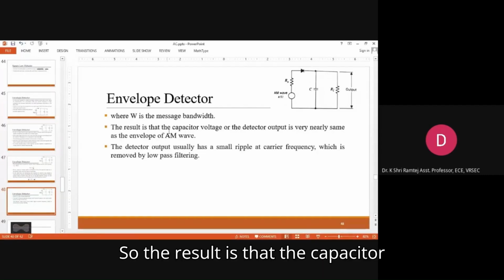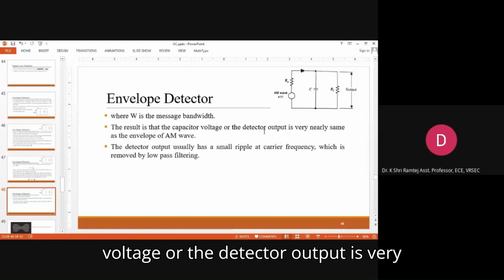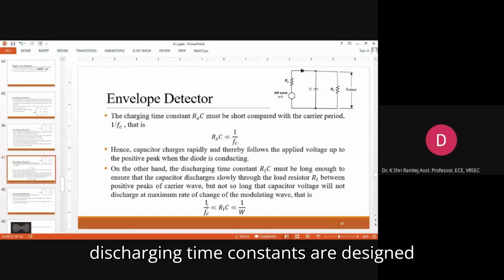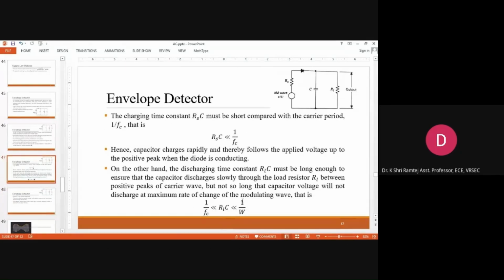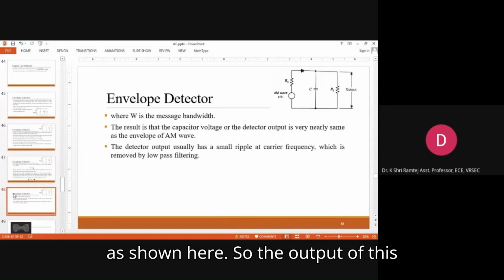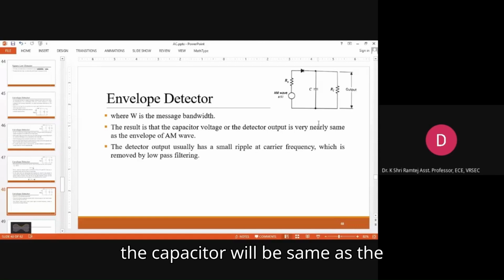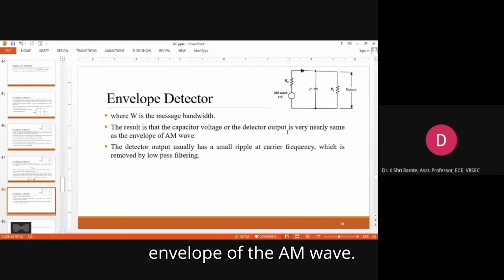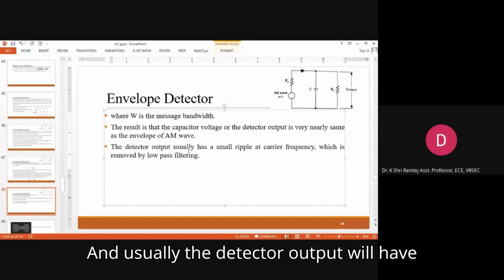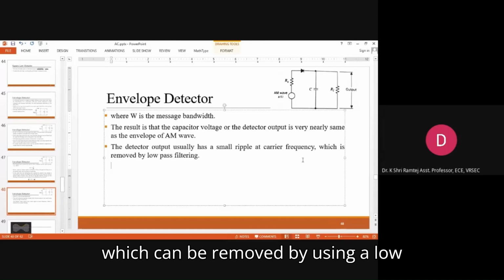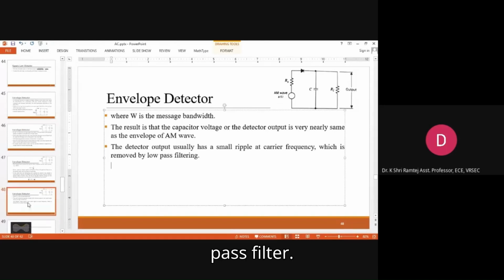So the result is that the capacitor voltage, or the detector output, is very nearly the same as the envelope of the AM wave. When the charging and discharging time constants are designed as shown here, the output of this envelope detector, or the voltage across the capacitor, will be the same as the envelope of the AM wave. Usually the detector output will have a small ripple at the carrier frequency, which can be removed by using a low pass filter.